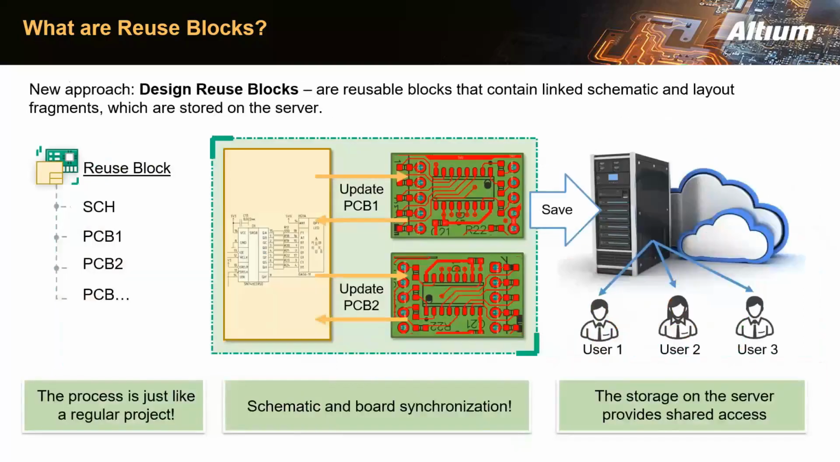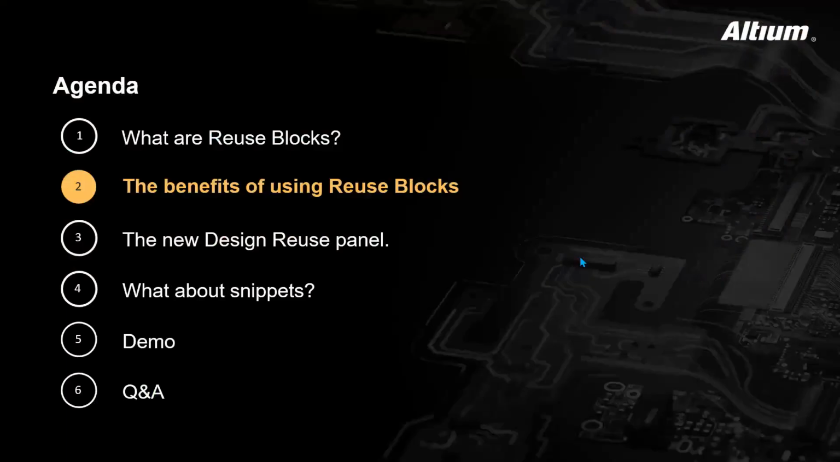Now let's talk about the reuse block. A reuse block is a block that contains objects linked to schematic and layout fragments stored on your Altium 365 workspace. Because they are stored and managed in Altium 365 storage, they can be shared with your entire team. This is a reuse block, stored in Altium 365 in the cloud, and it can be shared with the entire team. This image shows the same.